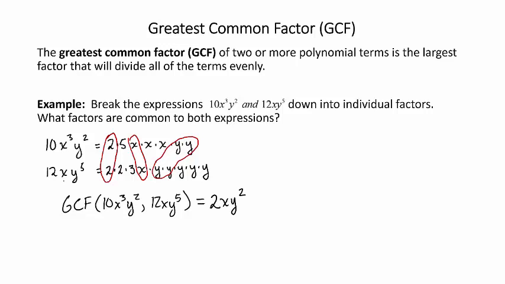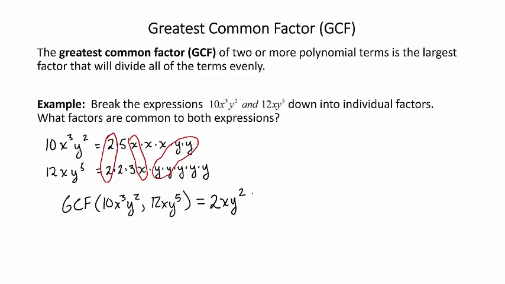So then we look at the variables. So both of them have an x in them. The second one only has 1, and the first one has 3, okay? So, but they both have at least 1 in common, right? So we're going to include that one. And then with the y's, the first one has 2 of the y's, and the second one has 5 of them. So both of them have at least 2, right? Okay, so y squared is going to be what's common to both of them.